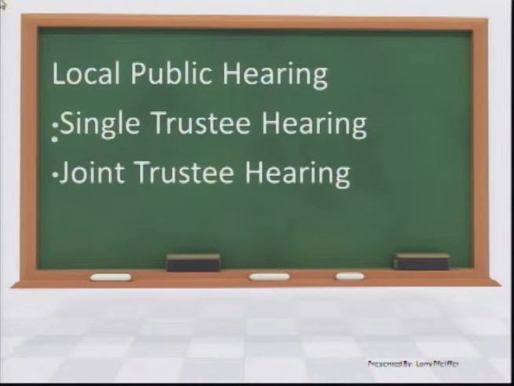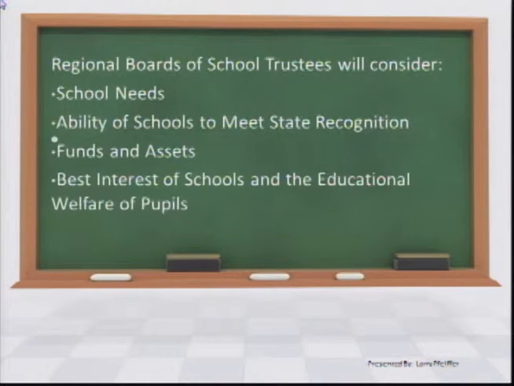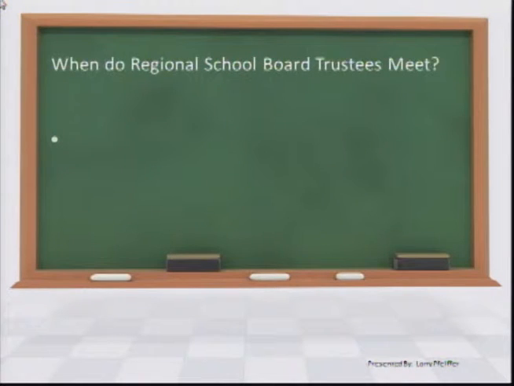Local public hearings are set before groups, and I've referred to the Regional Board of School Trustees. In our region, we have seven individuals that have been elected. What happens if it's between two regions? Well, if that's the case, then you'll need a joint hearing, which will be a total of two different boards, or 14 individuals, and two regional superintendents. Here's what the boards will consider whenever they're hearing the question. They look at the school needs and the determination of which one of the schools, will there be a winner or a loser? The ability of the school to meet state regulations after.